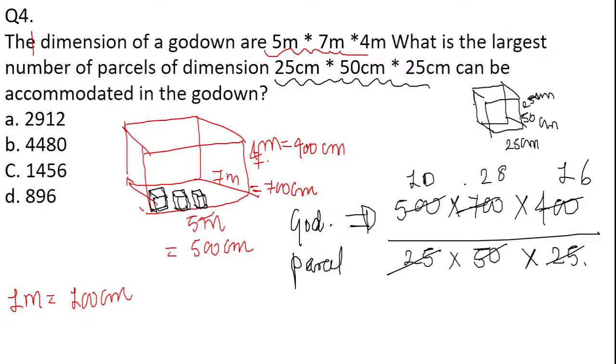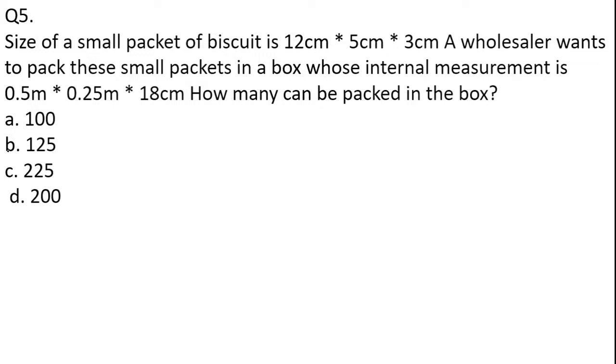Yes. So actually the answer is going to come with 0 compulsory at the unit place, because we are going to multiply these particular numbers with 10. So the unit place digit is going to remain 0. So this will be the particular answer. Got it? So what I have done, I have simply divided the dimensions of the godown with the dimensions of the parcel. Okay. Similar is the next question.